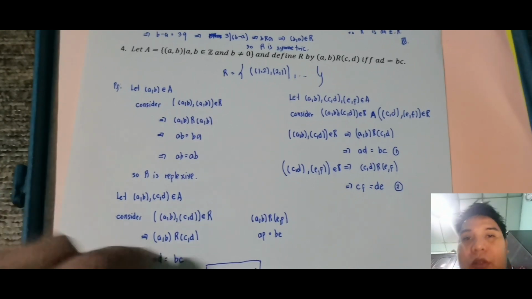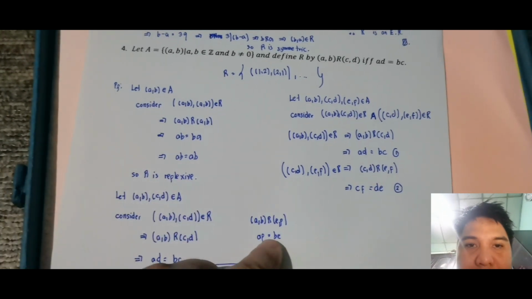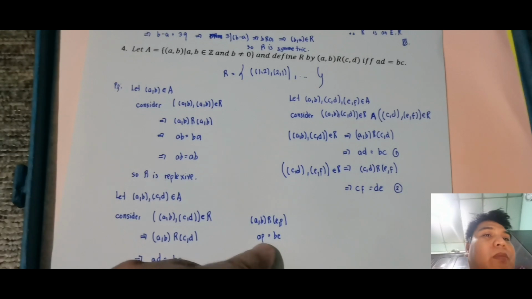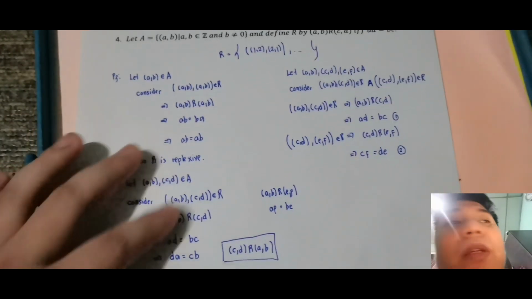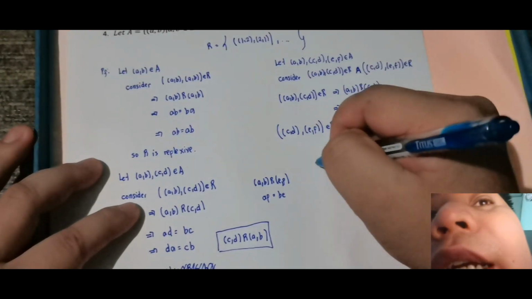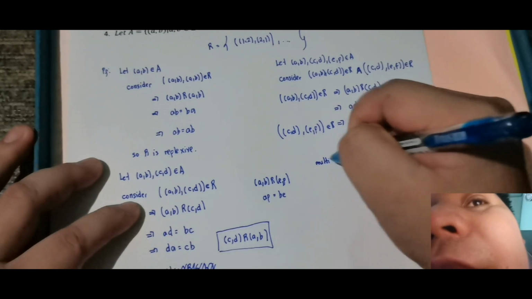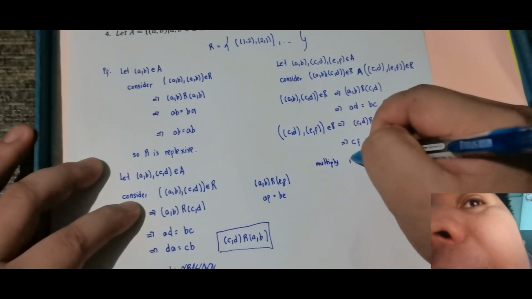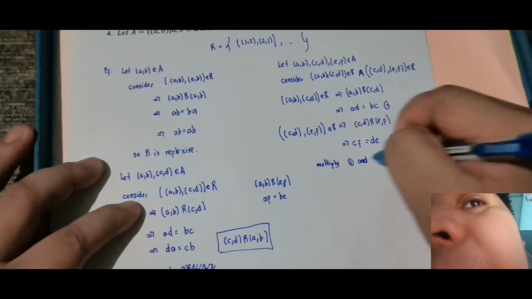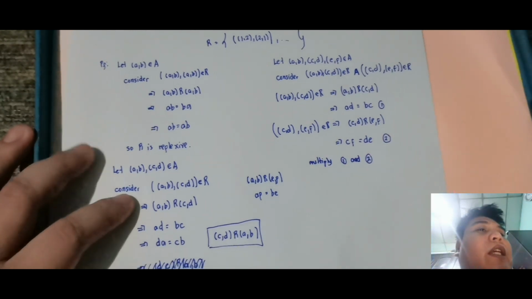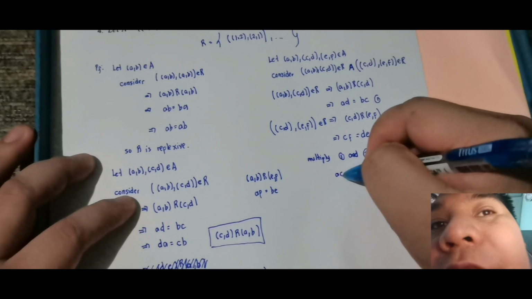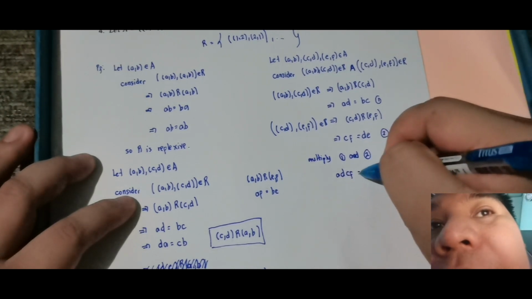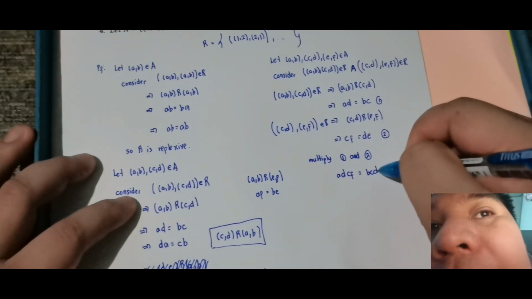Ayun, nakuha ko no. Ang goal kasi natin, kailangan maging AF equal to BE para makuha ko yung AB related to EF, kasi yun ngayon sa transitive niya. Okay, so ang gagawin ko lang pala, i-multiply mo equation 1 and equation 2. So, multiply 1 and 2. Meaning left side sa left side, right side sa right side. So, this is equivalent sa AD, CF is equal sa BC, DE.